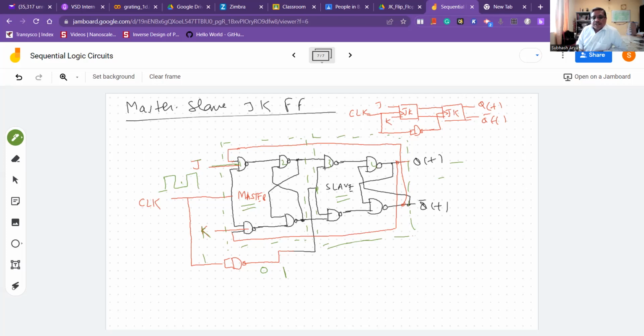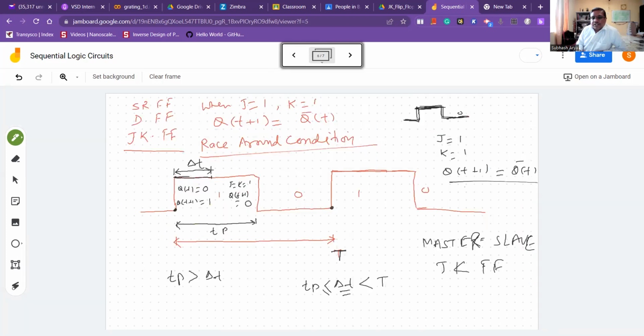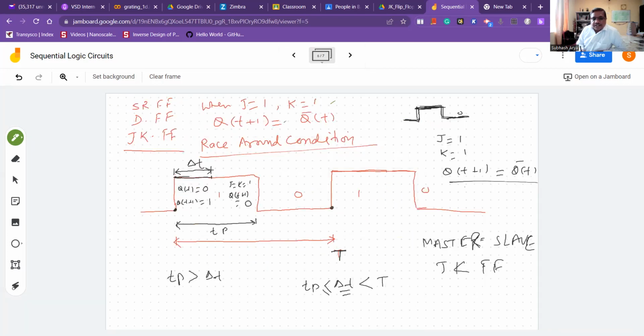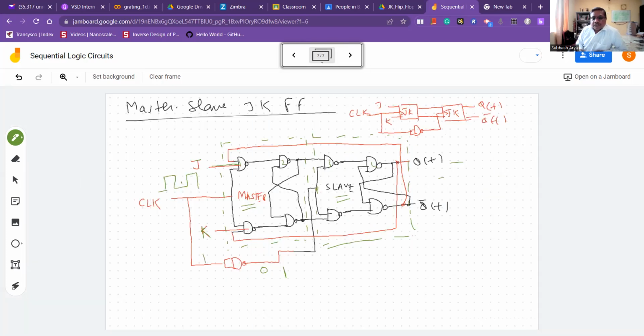So this is the problem which was there in the simple JK flip-flop: when J and K are both 1, and the output is the previous one, there is a toggling kind of situation. That we have seen from the timing diagram. Now this can be solved by increasing this delta T. How? Up to here only the master was working, and till here the slave is working, where 0 is there. In this way we are able to solve this issue. Okay, we will soon meet in the next class. Thank you so much.